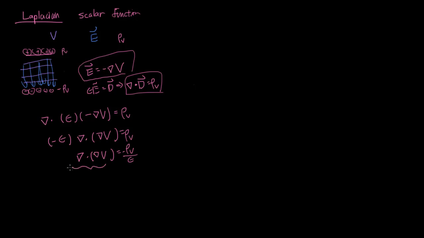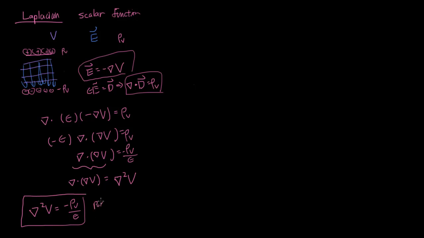To make this prettier, we simply define this as a new operator. We define the Laplacian, which is the divergence of the gradient of a function, and we're going to use del squared to describe that. Plugging in this notation, you come up with a pretty result that the Laplacian of the potential gives you minus rho V over epsilon. And that is Poisson's equation.